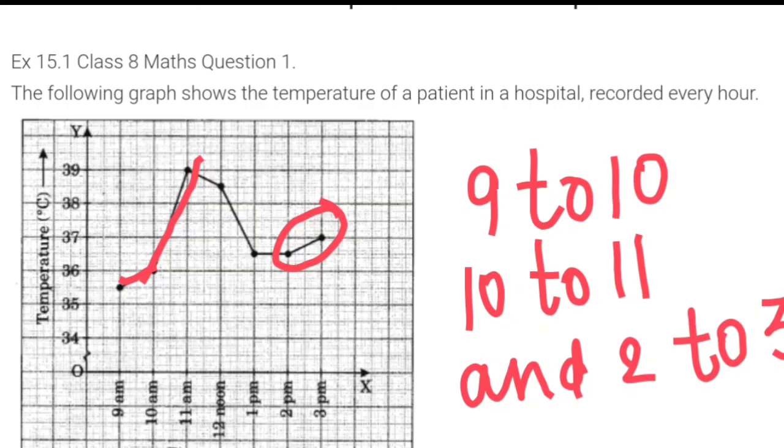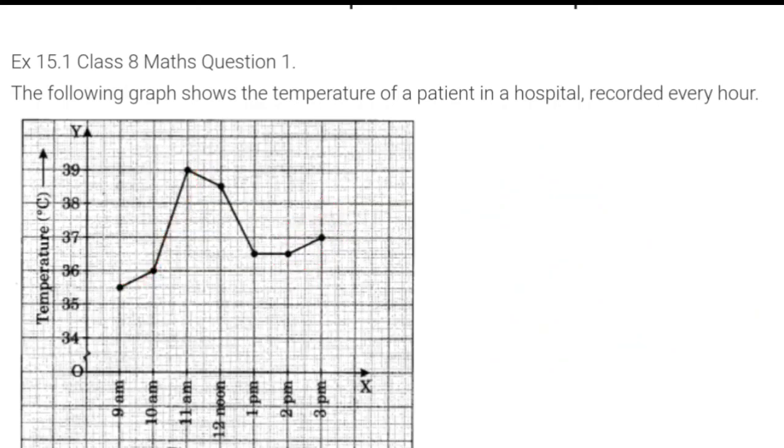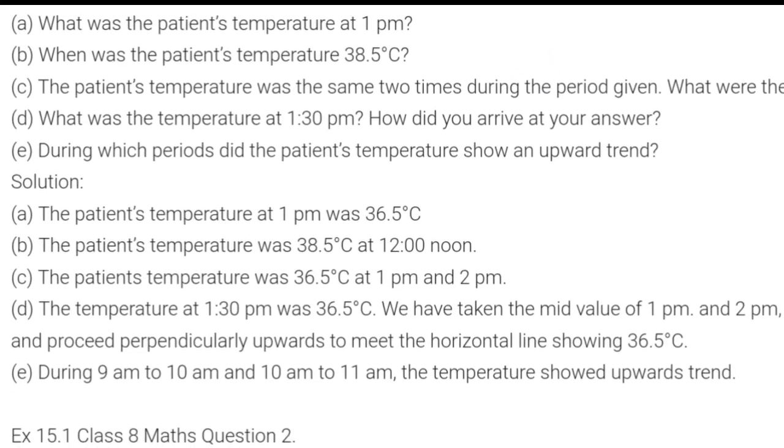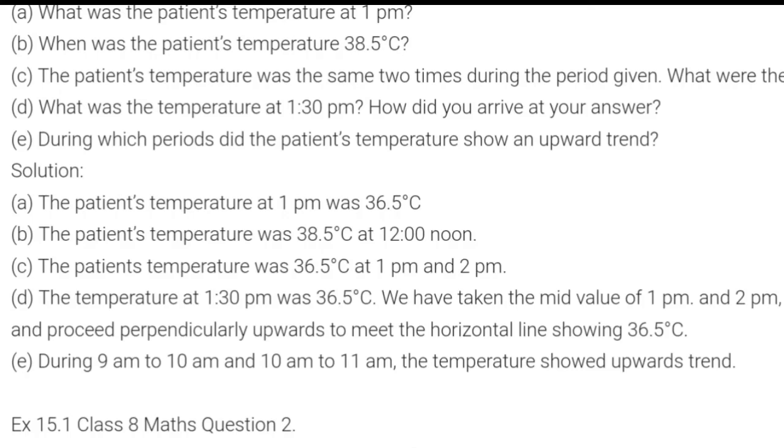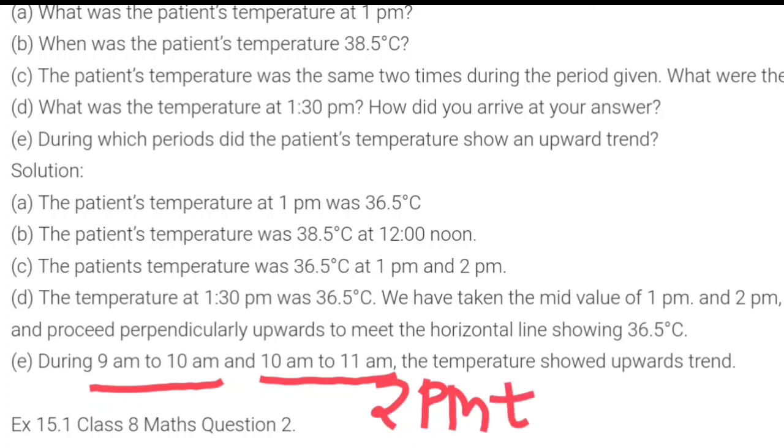Just write down your answer like this. So the answer is during 9 to 10 a.m., 10 a.m. to 11 a.m. and just mention here also 2 p.m. to 3 p.m. The temperature shows upward trend. This is your final answer. Now move to question number 2.